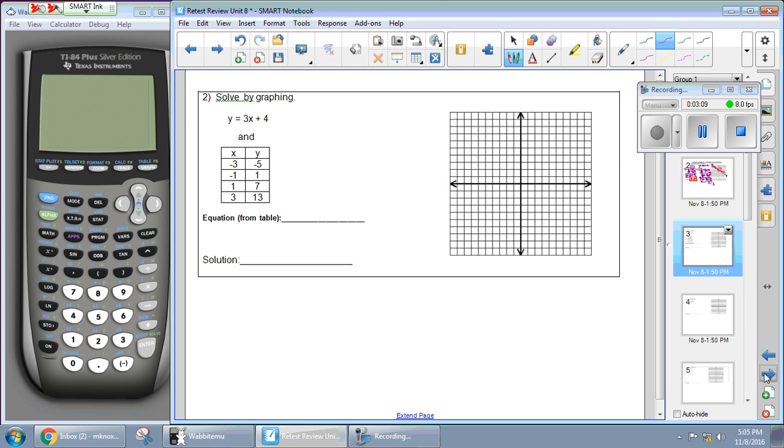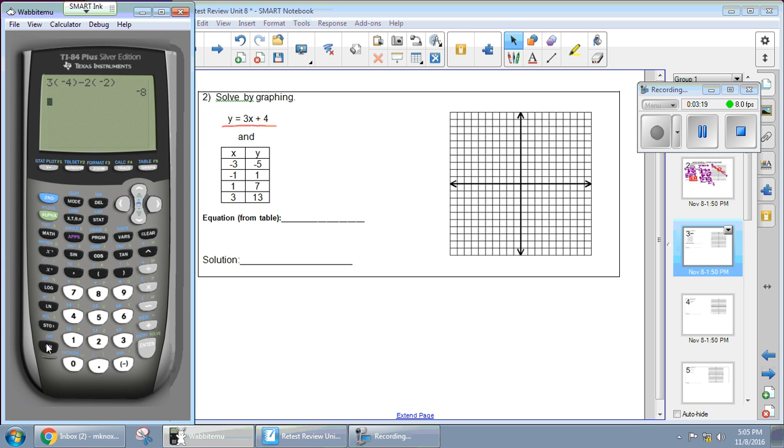Okay, let's look at number 2. It says solve by graphing. Y equals 3x plus 4, and then I'm given a table. I can use stat on my calculator to find out the equation of this line. I'm going to go to stat, edit. I'm going to put in at least 2 of the x's and 2 of the y's to get the equation of my line. So negative 3 and negative 1 for my x's, negative 5 and 1 for my y values. Now I press stat, over to calculate, down to number 4 to line regular, press enter, then scroll down to calculate and press enter again.